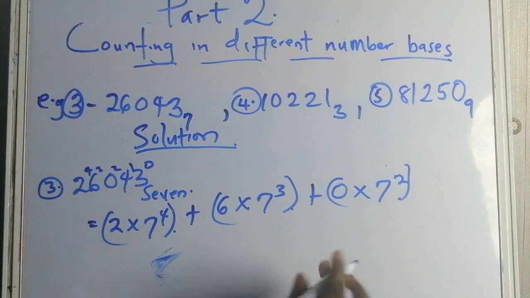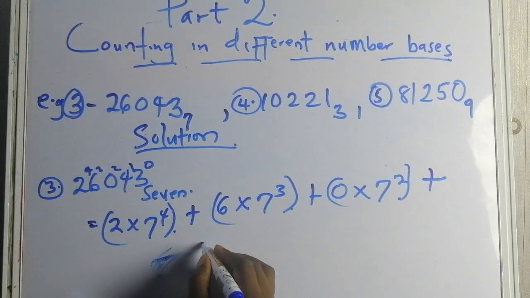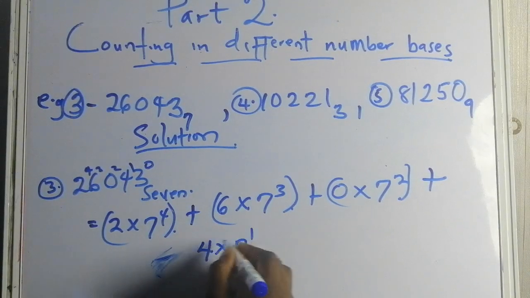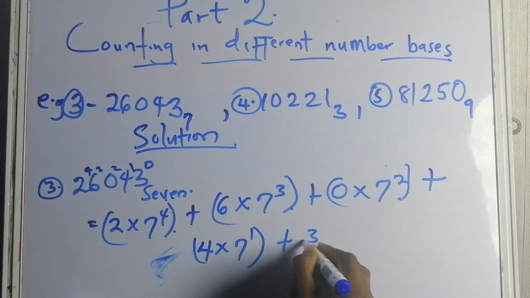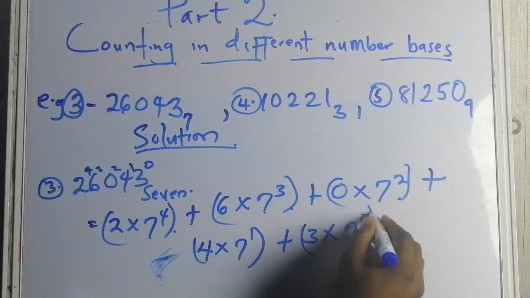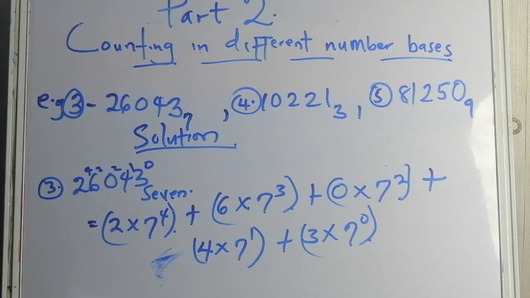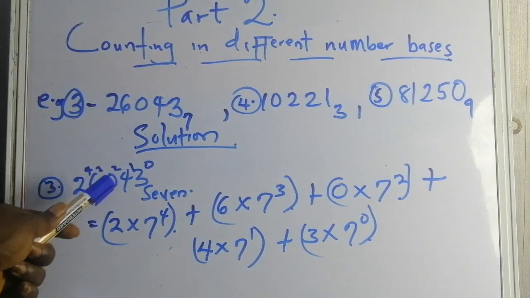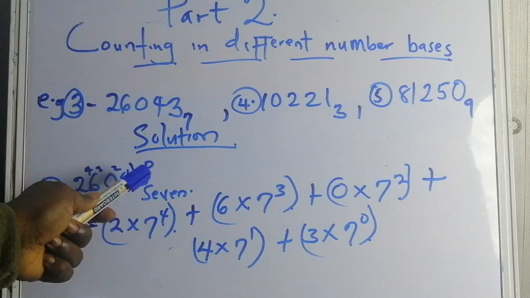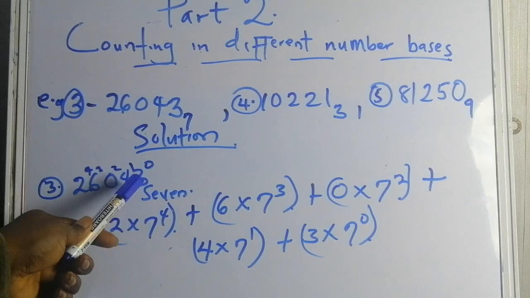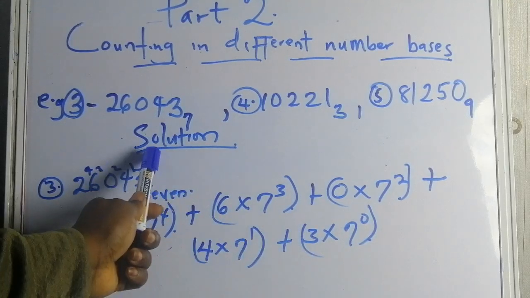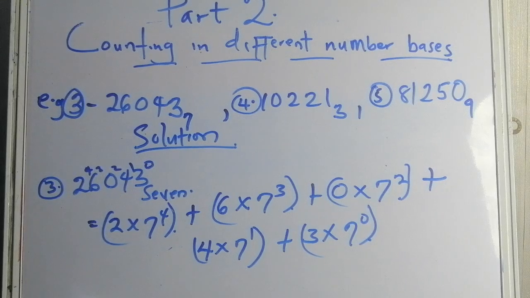Plus. This one is plus. That's 4 times 7 raised to power 1, plus 3 times 7 raised to power 0. You can see that it's as simple as changing pure water. That is very straightforward. So you have your 4 times 7 raised to power 1. You have your 3 times 7 raised to power 0. So you can see that it's very straightforward.